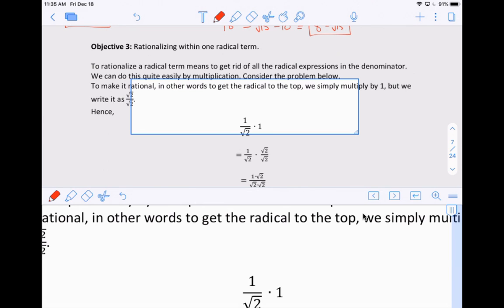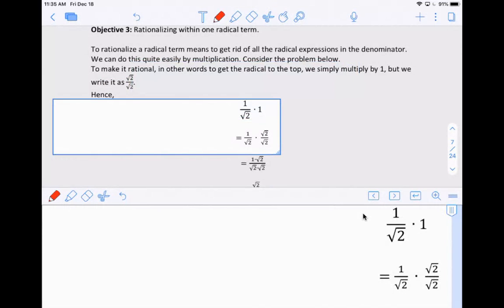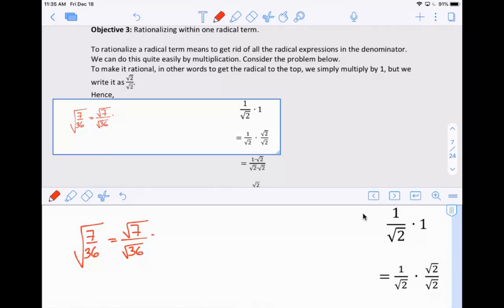All right, welcome to the next video in 8.3. We're going to talk about rationalizing. Very similar to the division idea we were talking about earlier in the last section. If you recall, if we have square root of 7 over 36, we can simplify that a little bit by splitting it up, and thus we get no radical on the bottom.